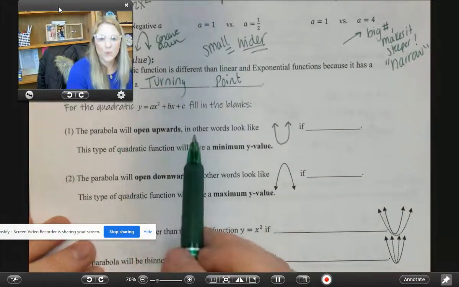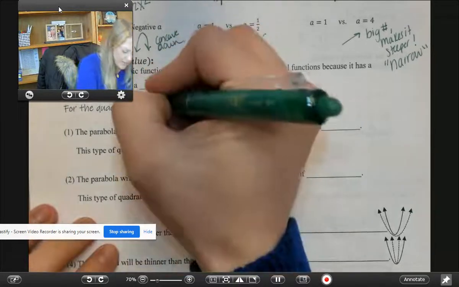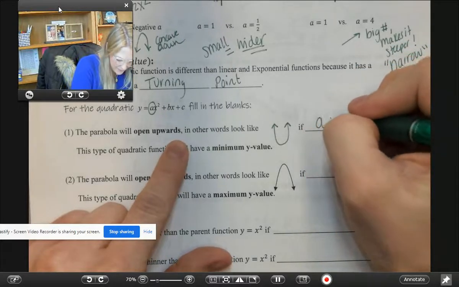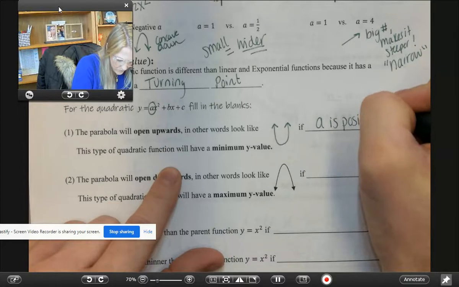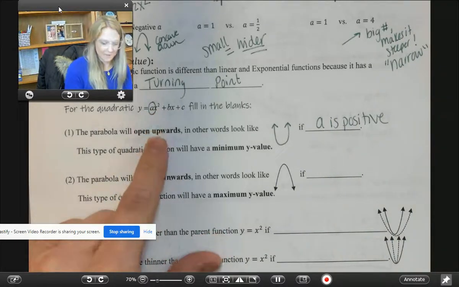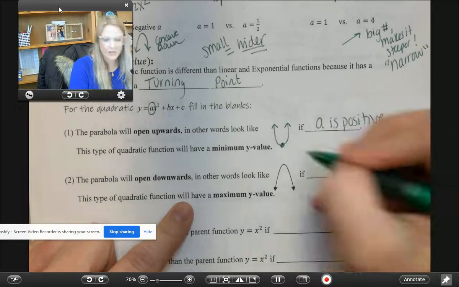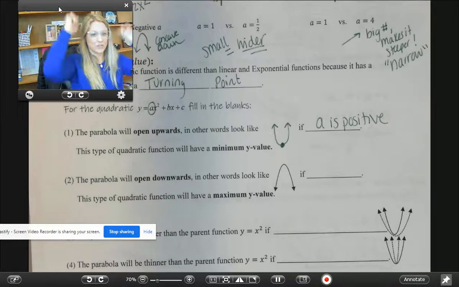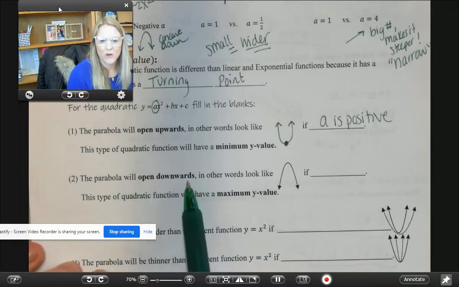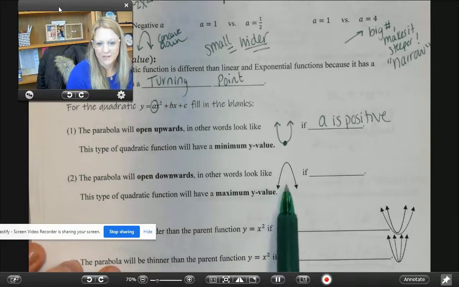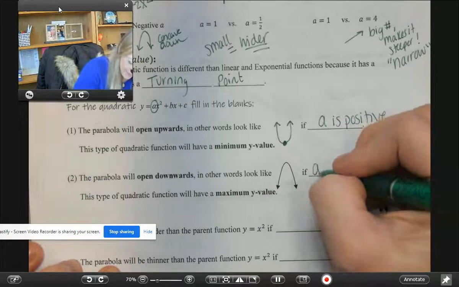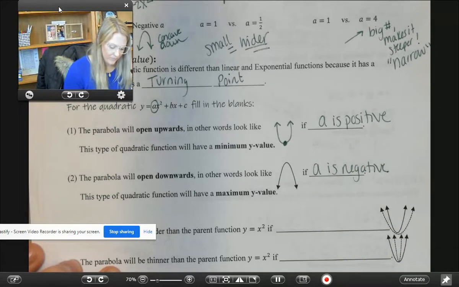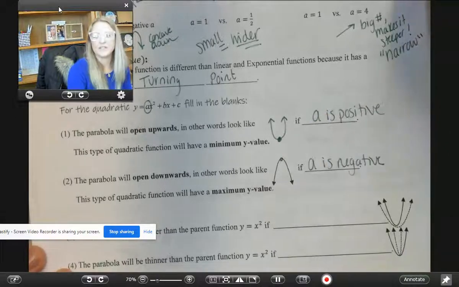The parabola will open upwards, okay, when A is what? So we're talking about this A value, okay? It's going to open upwards when A is positive. When A is positive, by the way, if your graph looks like this, what do you notice about your turning point? It's a minimum because it's the lowest it ever gets, because an upwards parabola is just going to keep going up forever. The parabola will open downwards, in other words, be concave down, okay, if A is negative. And this one will have a maximum, and we'll see that here in a minute as well.